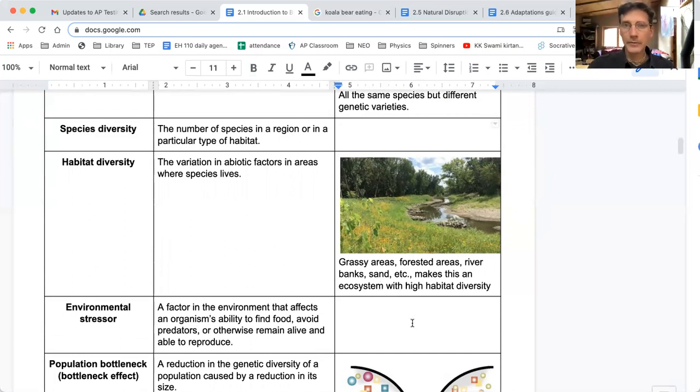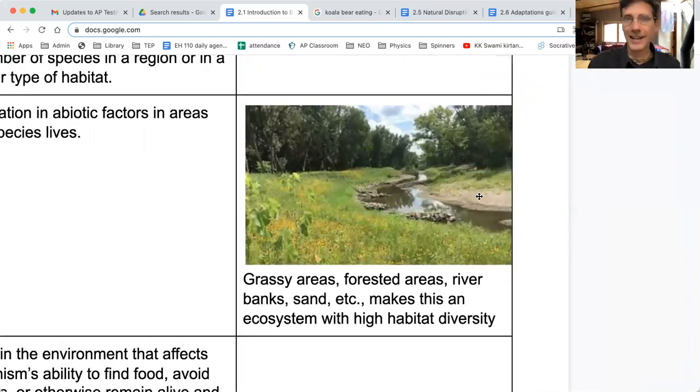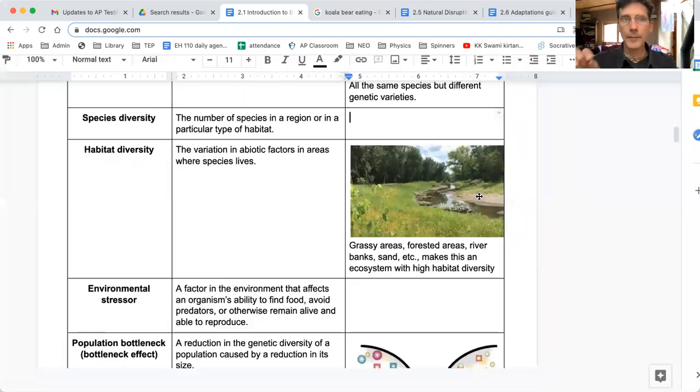But here's a picture of a meadow. You've got grass, you've got forests, you've got streams, or a stream. And with that, you have a lot of variation in the types of abiotic conditions. If you're a species that needs to build its home in the trees, they're there. If you need to be out in full sun, the sun is there. If you need to be near moisture, let's say you're a tree that has roots that need to tap into high levels of moisture, the creek bed is there. If you prefer dry sand, you have dry sand there as well. So when we have high habitat diversity, it leads to high species diversity.